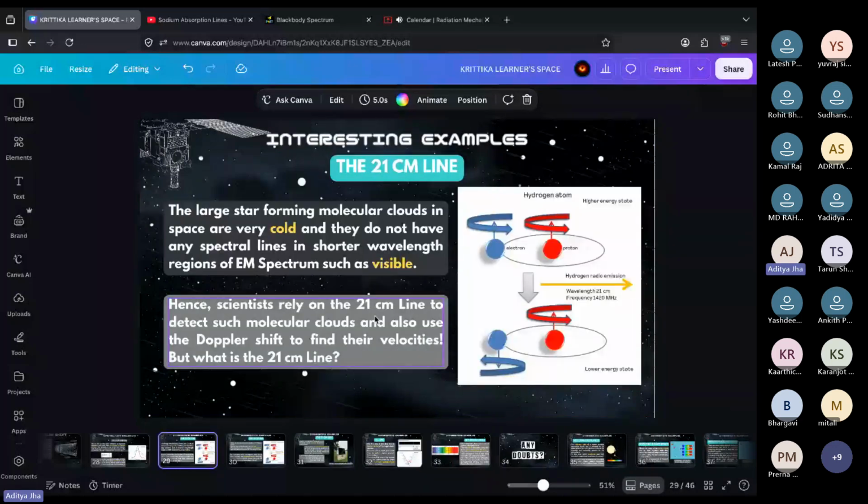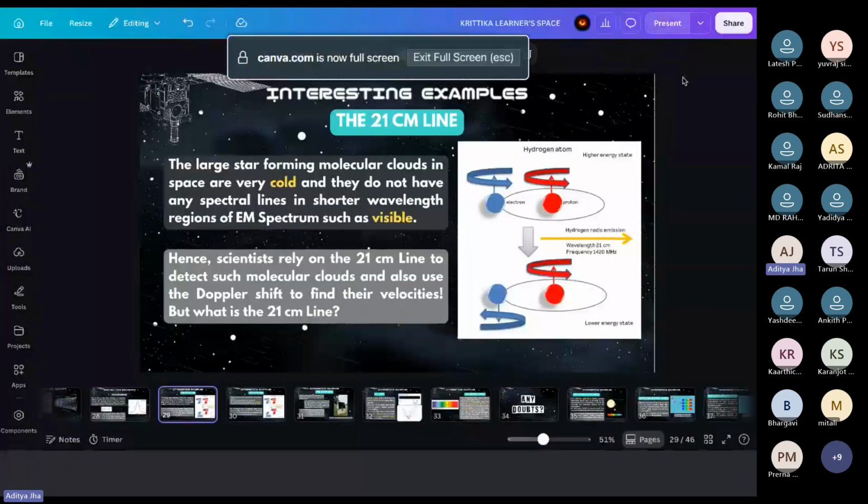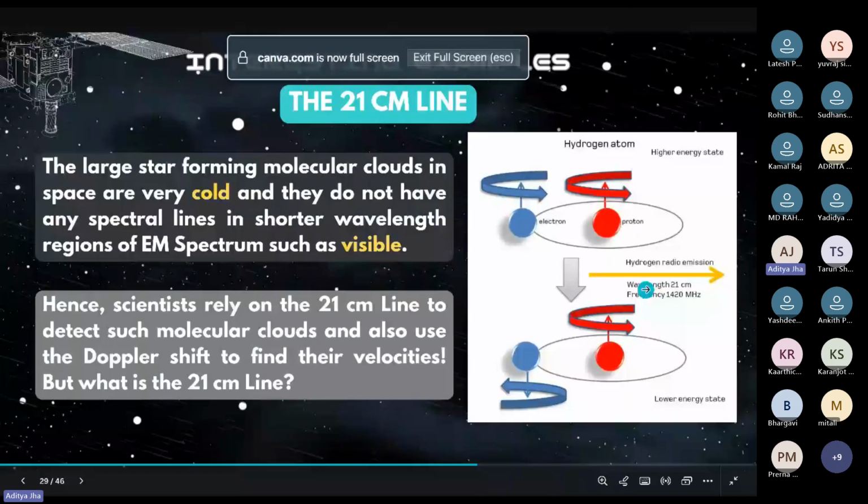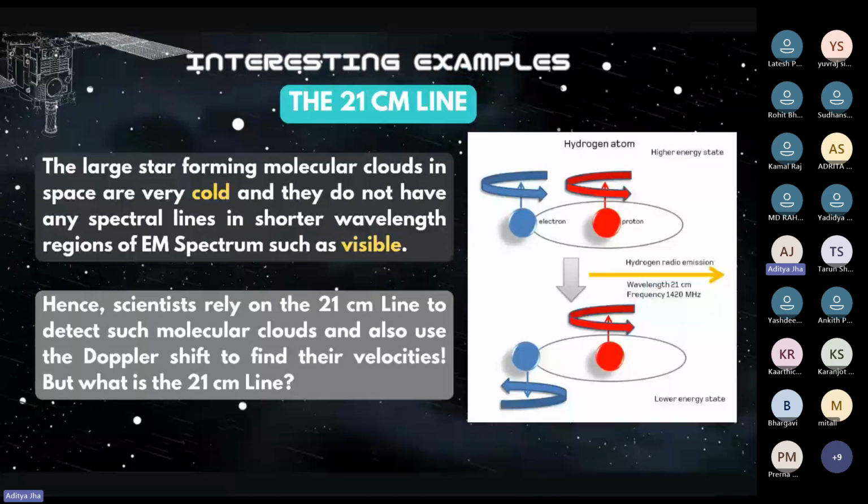Yeah, so you're asking what kind of objects we see, right? Basically, as I've discussed here, you have large star-forming molecular clouds in space, clouds of molecules that are really cold. So you can't really observe their spectral lines in shorter wavelength regions, like visible.